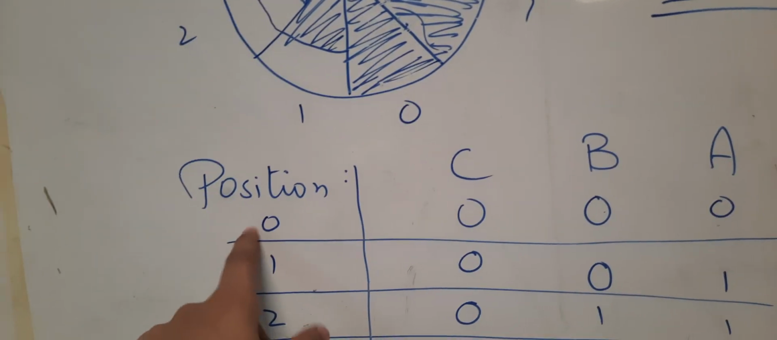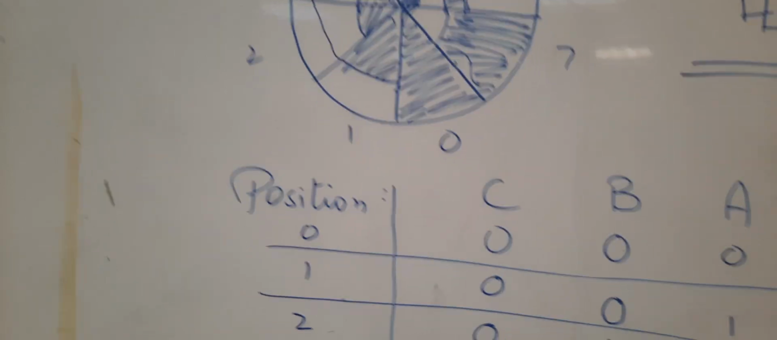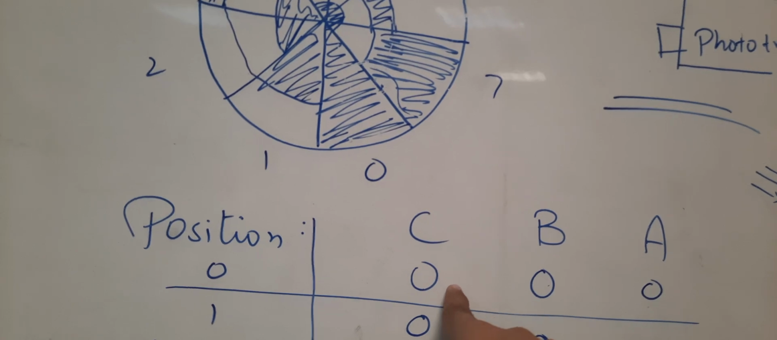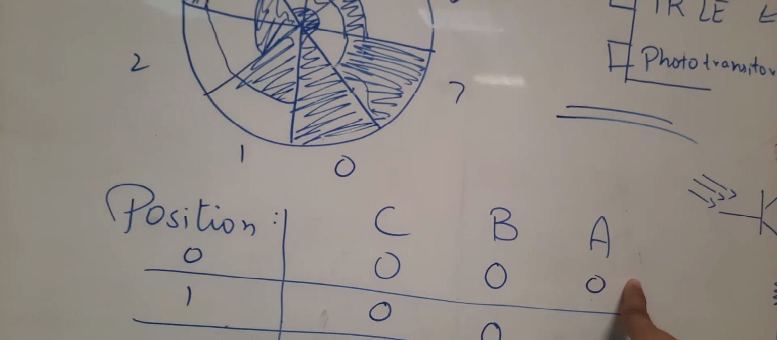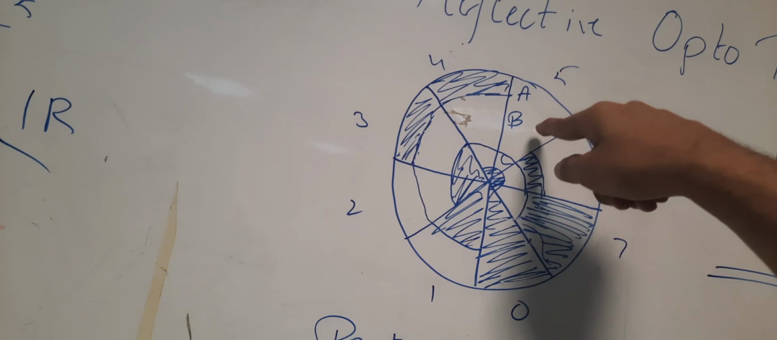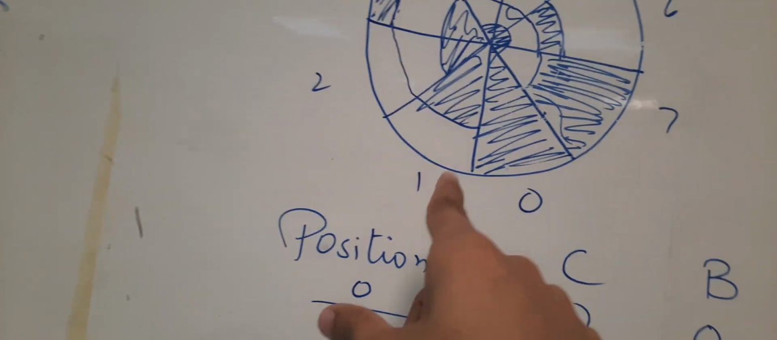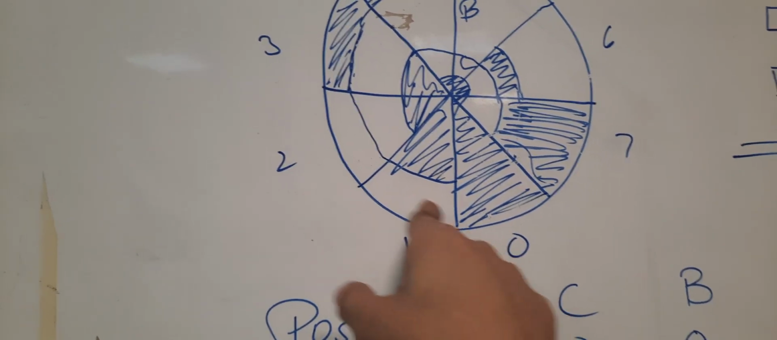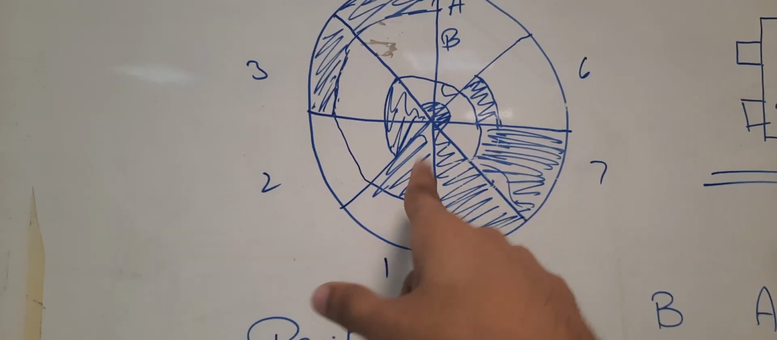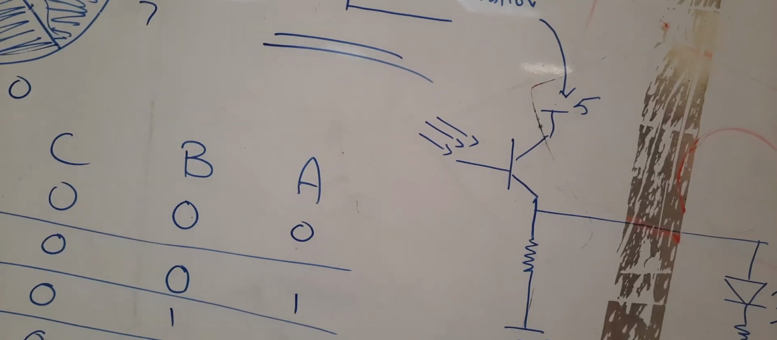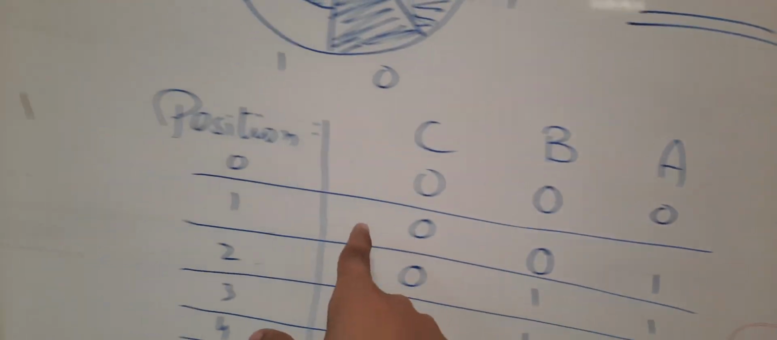So we can say that at position number 0, no LEDs will glow. It means the output is 0 on all the 3 sensors that are mounted in front of these 3 regions. Now consider position number 1. Here A region is reflecting while B and C are again absorbing it. So only the LED connected with the phototransistor A will glow, the remaining will be turned off.